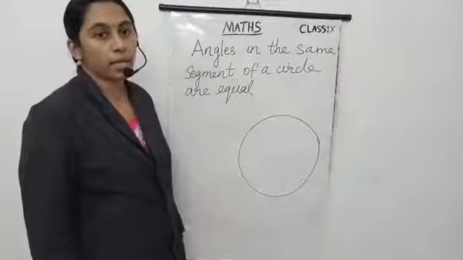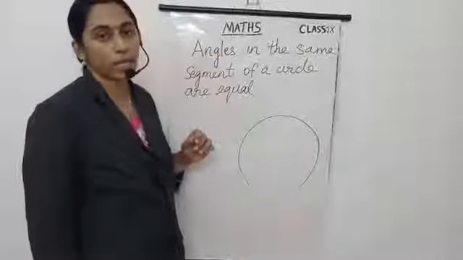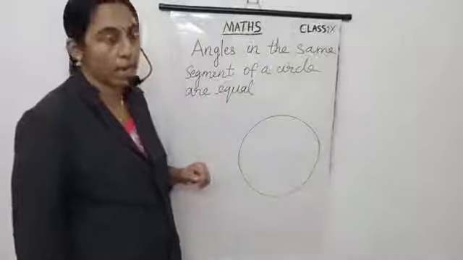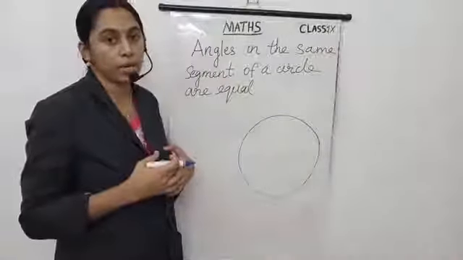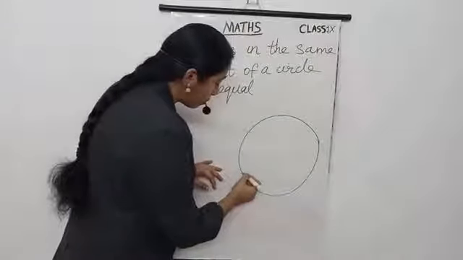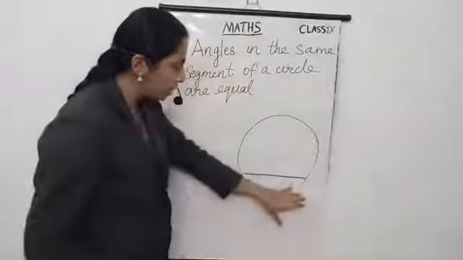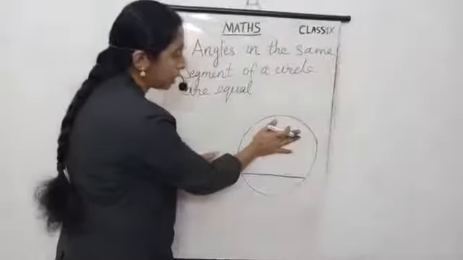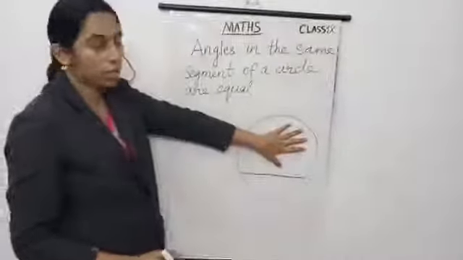Next, theorem 10.9: angles in the same segment of a circle are equal. Now consider this is a circle. What is meant by segment? Suppose this is a chord, then this chord and this arc, the inside portion, is one segment and this portion is another segment. This chord and this major arc make this portion one segment.